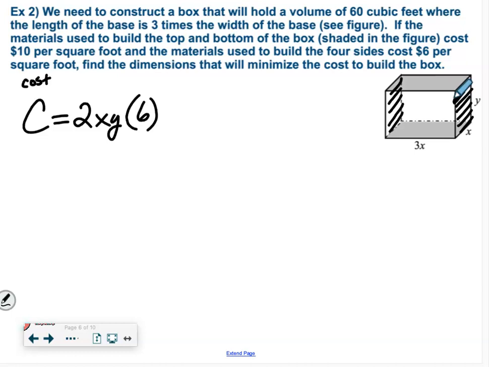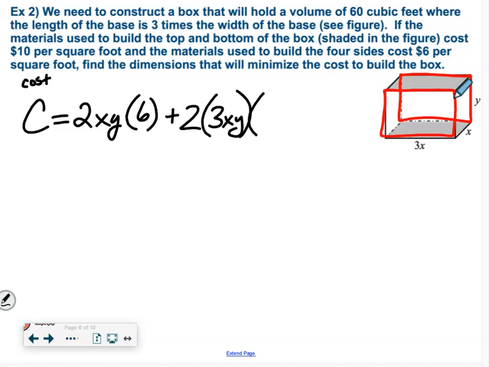Plus, now let's do what I like to think of as the front and the back. Like this one, and then the one that's back here. So if we do the front and back of the box, we're going to have 2 times, what would be the area of the front of the box? 3x times y, right? So you have 3xy times, and again, the cost for the front and the back is still 6.